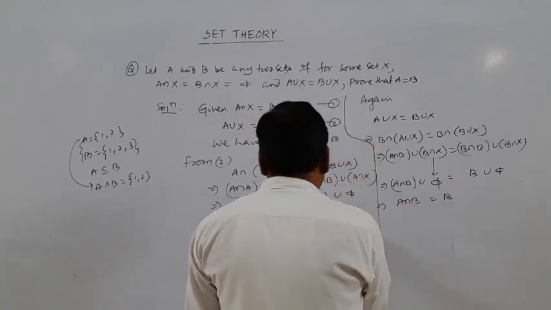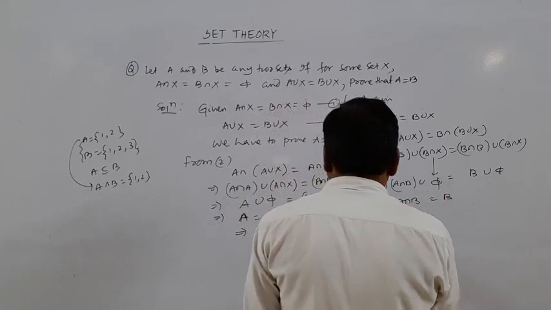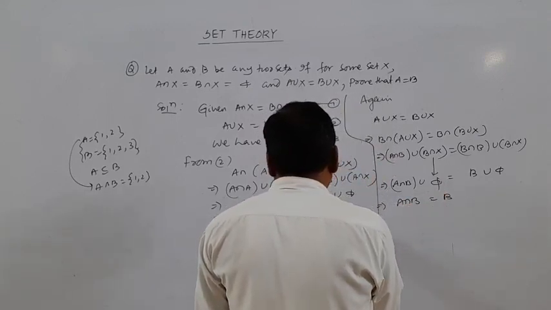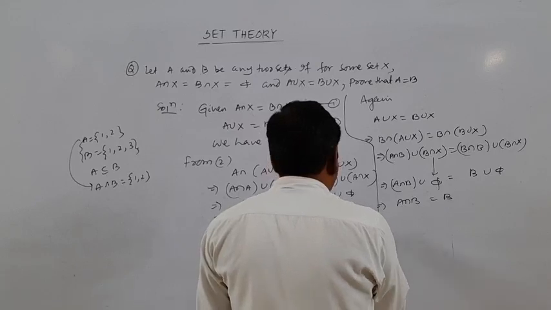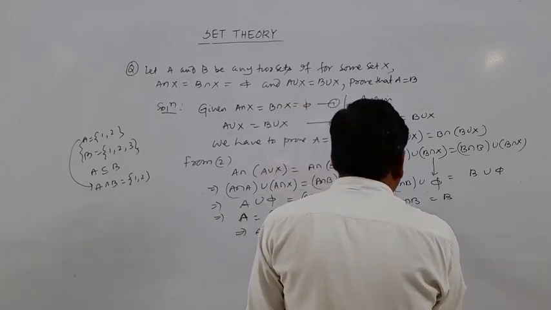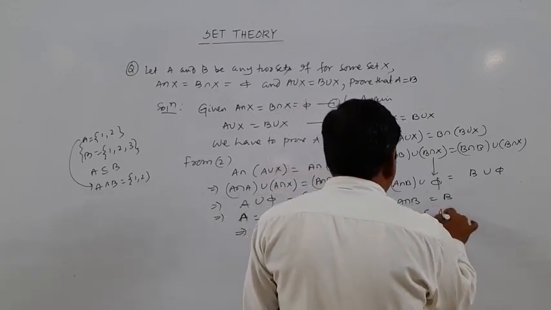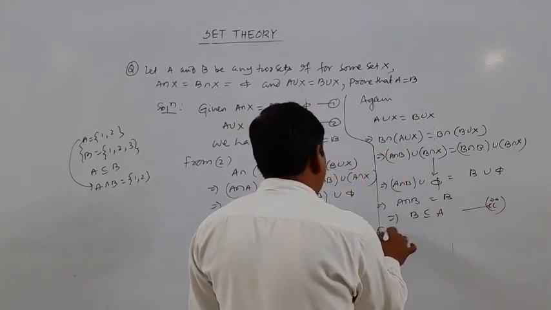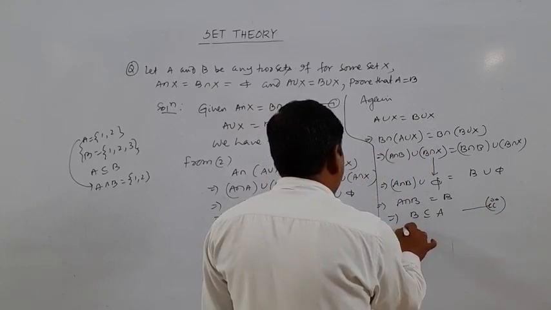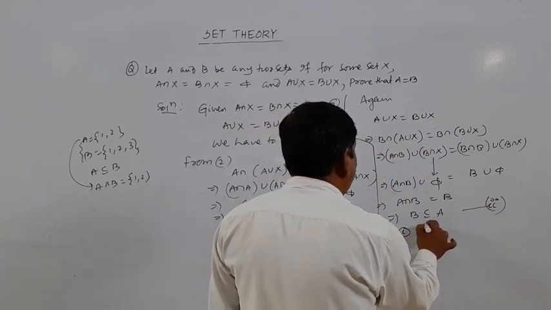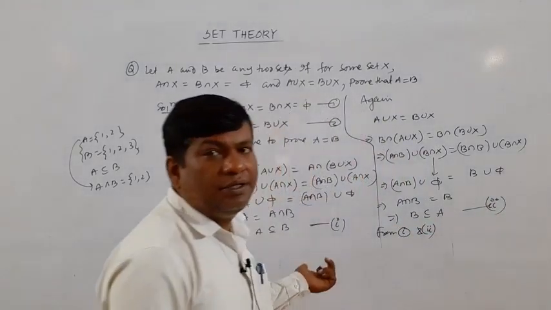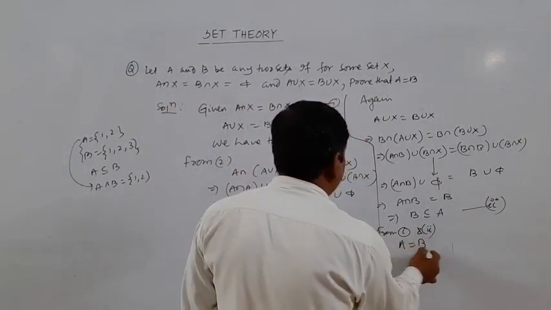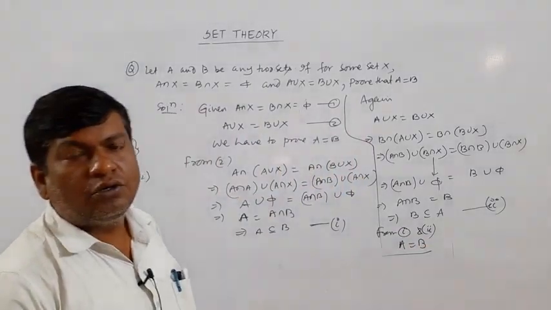That is equation 1, and this is equation 2, suppose (i). Here that implies B is a subset of A. This is (ii). From (i) and (ii), A is a subset of B and B is a subset of A, that implies A is equal to B.